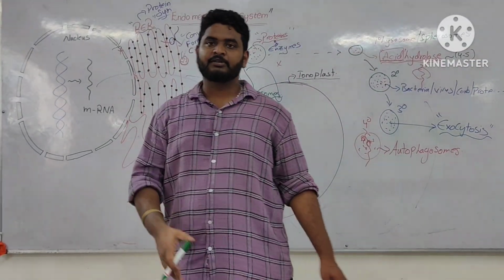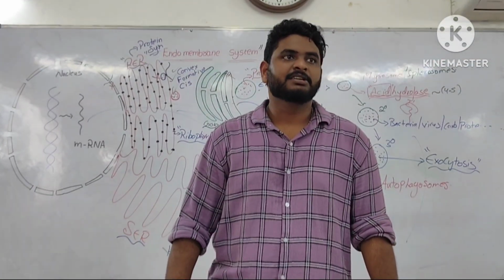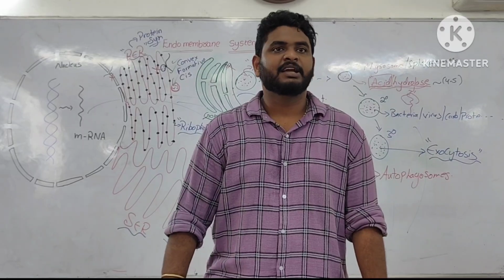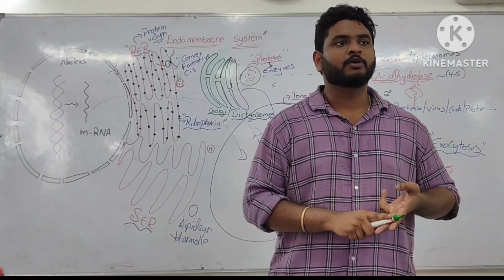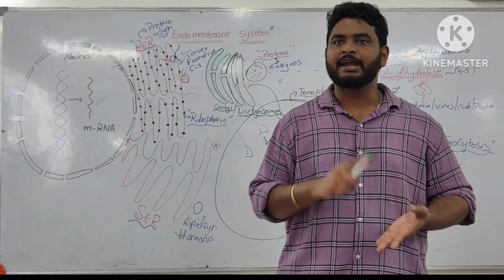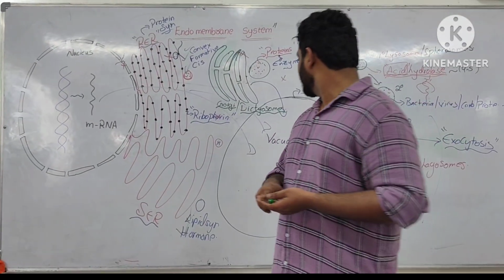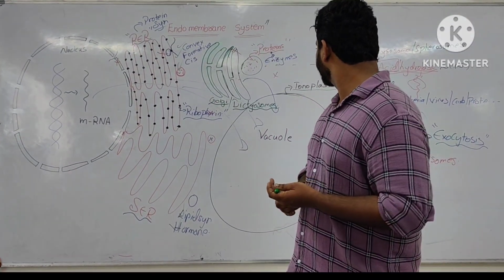And you will even get some questions asking what the organelles involved in the endomembrane system are. The answer: endoplasmic reticulum, Golgi bodies, lysosomes, and vacuole.